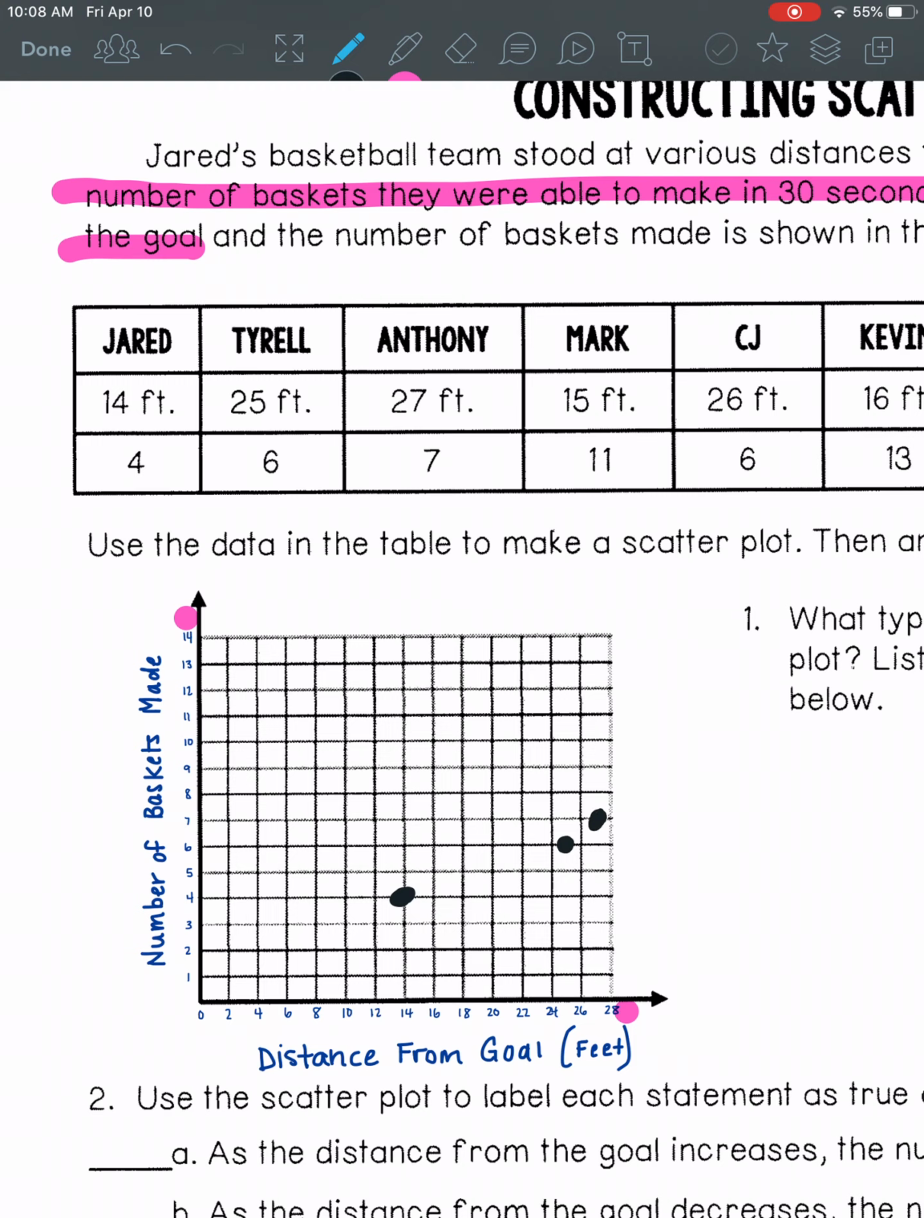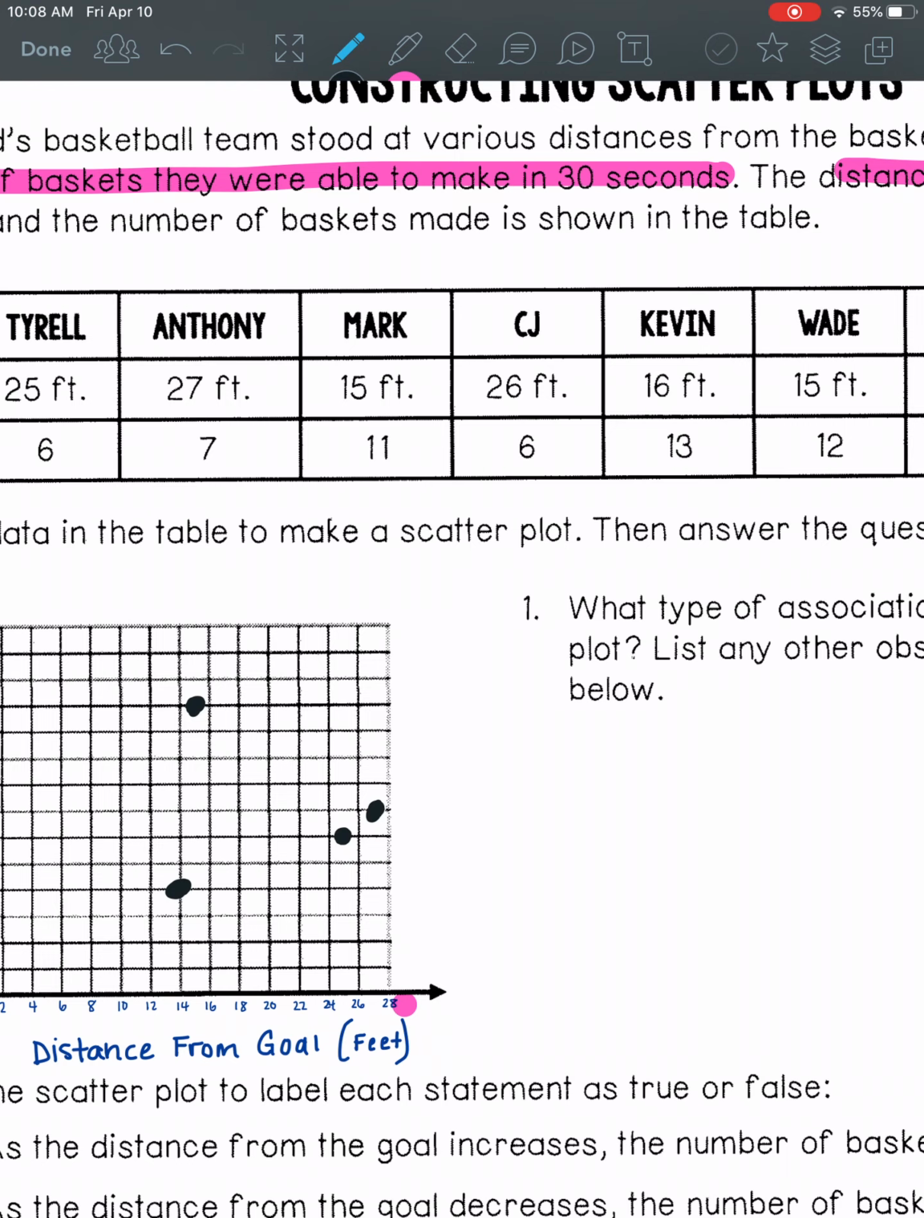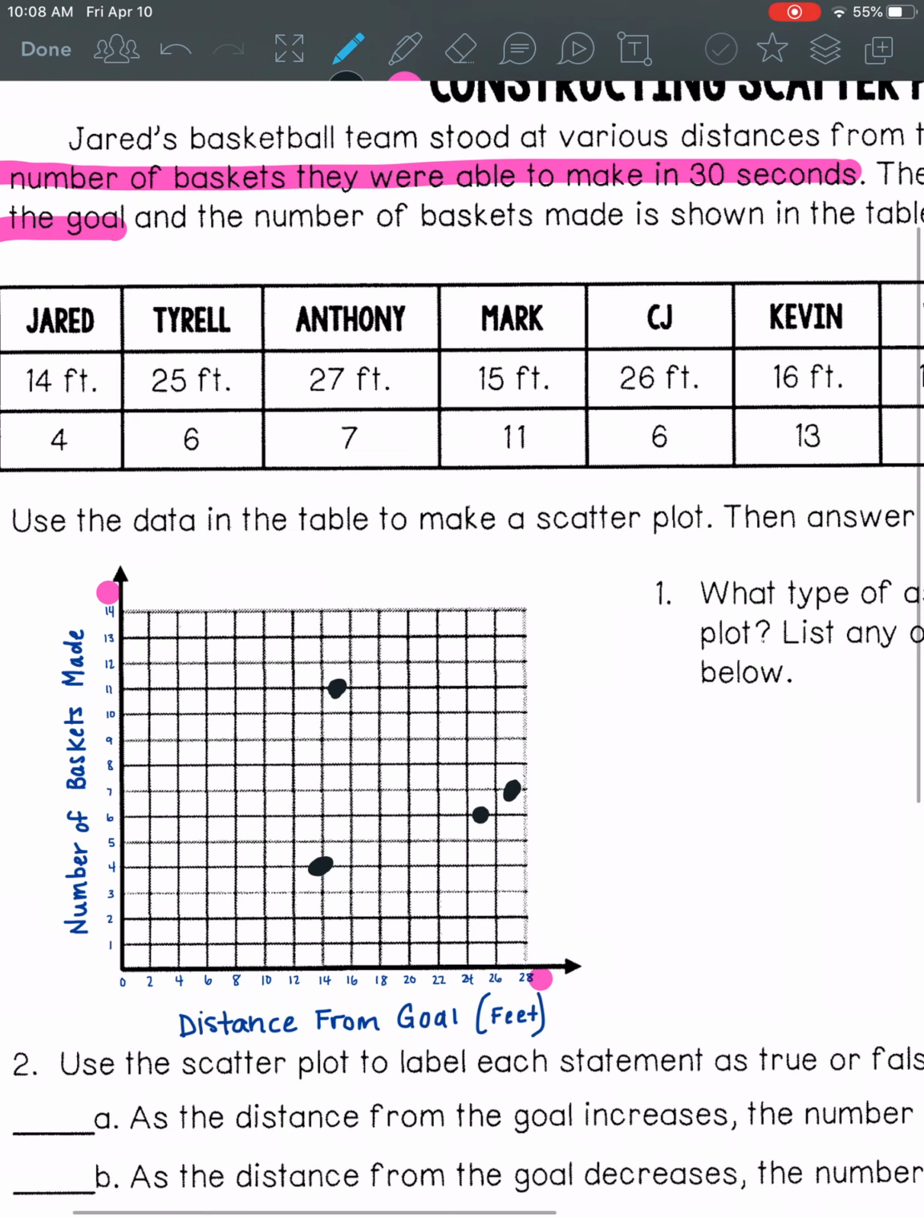27 feet, again right in the middle of 26 and 28, and he made 7 baskets. 15 feet, right in the middle of 14 and 16, made 11 baskets. Let's see, that was Mark. So CJ was 26 feet and 6 baskets made, so he's going to be awfully close to that other point there. Kevin, 16 feet and made 13 baskets.